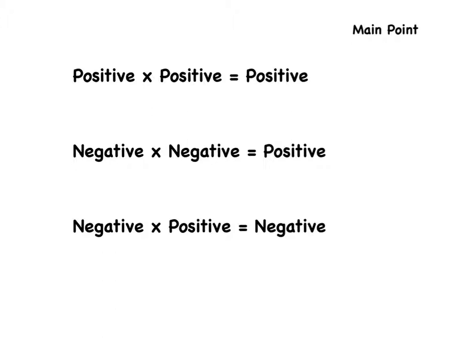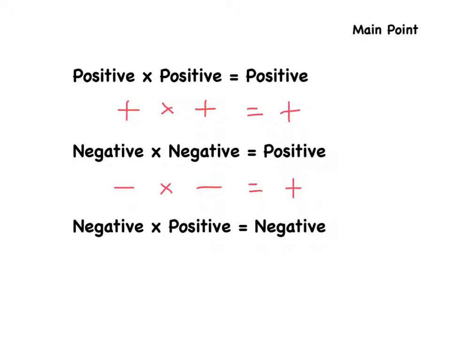If we are multiplying a positive number times another positive number, we get a positive number. So positive times a positive equals a positive number. Next, if we have a negative number times a negative number, we get a positive number. So negative times negative equals positive.